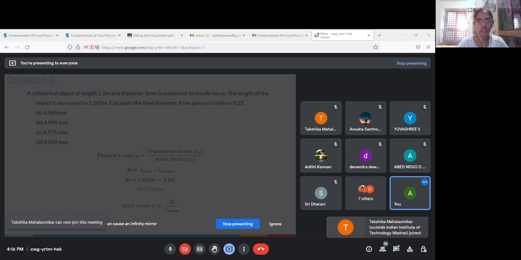So axial strain you calculate by delta L divided by L initial. So you get 0.005 divided by 1.2 meters, which is 4.167 into 10 power minus 3. Did you get this? Yes, madam. Is it clear to everybody else? Is this part clear?